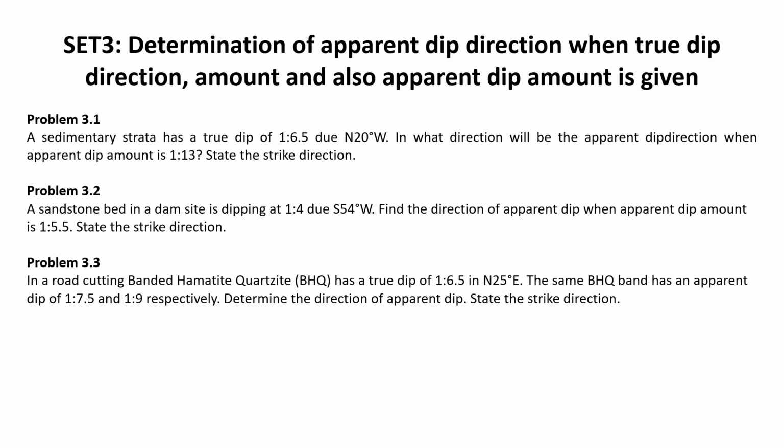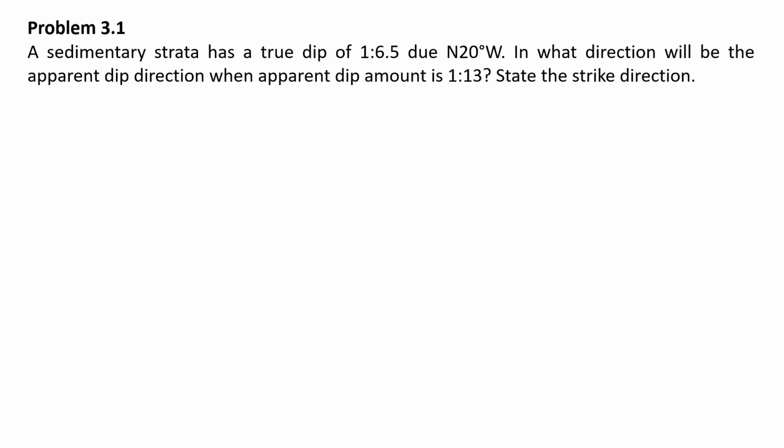So let us see problem number 3.1. A sediment strata has a true dip of 1:6.5 in the direction north 20 degrees west. In what direction will be the apparent dip when the apparent dip amount is 1:13? Also state the strike direction.